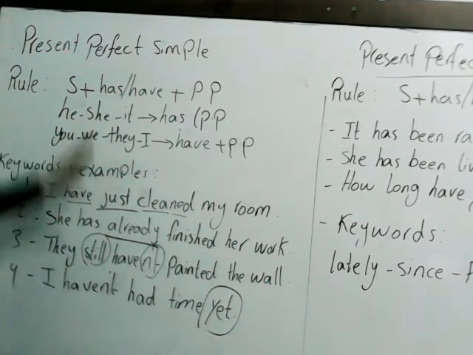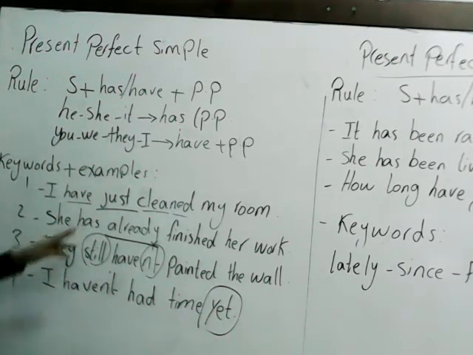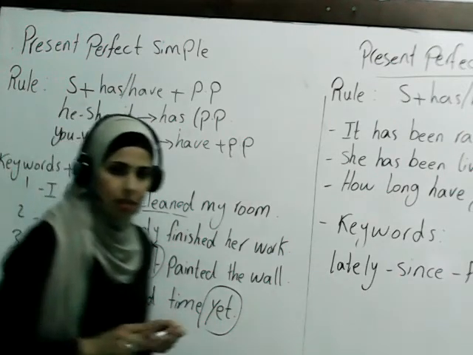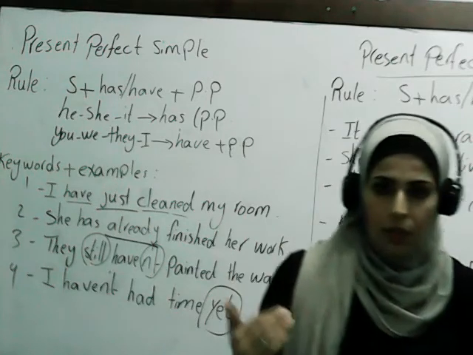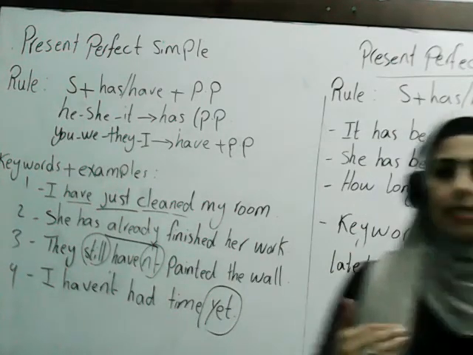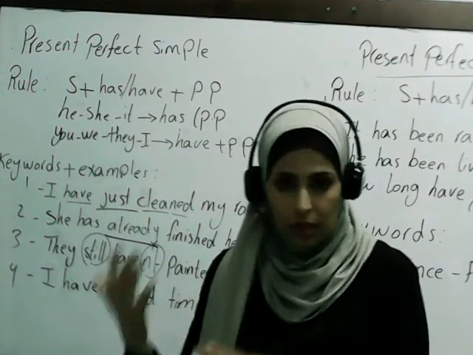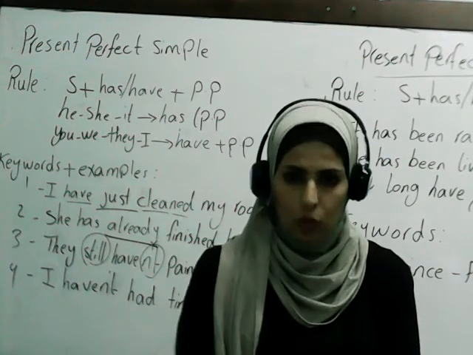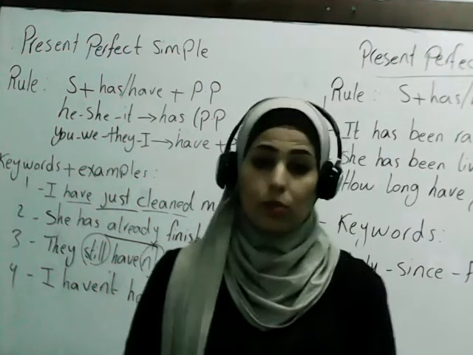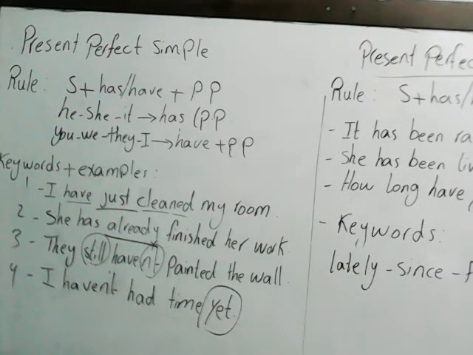This is the first type of present perfect, which is simple. You need to know that we use present perfect simple to talk about actions that started in the past but still have an effect in the present. Let's say in the present, better than saying in the future.